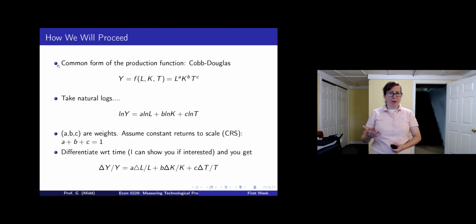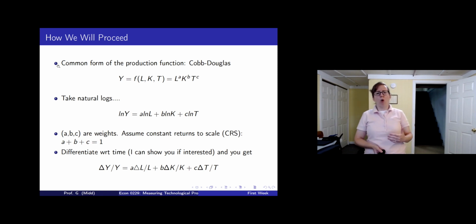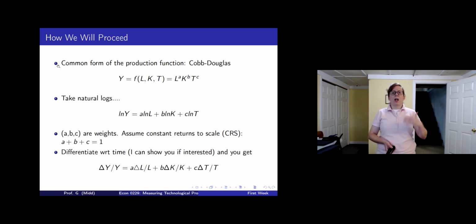A really common form of this production function, which I think you've all probably seen before in intro micro or macro, I hope, is what's called a Cobb-Douglas production function. We'll work with this in our class. Just as an aside, a reason that economists like Cobb-Douglas production functions is because they tend to work really well empirically, meaning with real data. So this is what we're going to stick to, even though they're very simple. In a Cobb-Douglas production function, output Y is expressed as labor L to the power A, capital K to the power B, and land T to the power C.